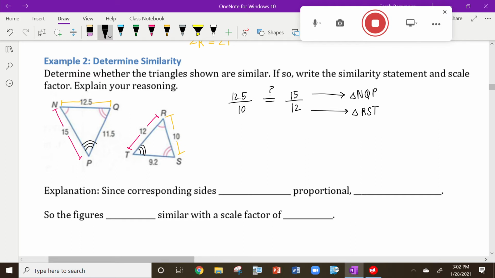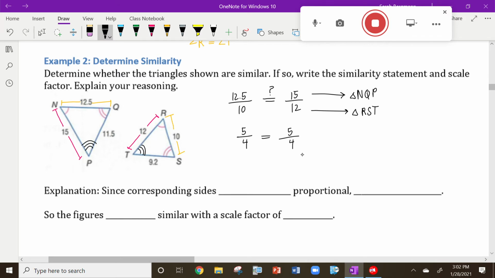Now I want to see, are these equal? Let's try to reduce them. 12.5 over 10 can reduce to 5 over 4. Similarly, 15 over 12 can reduce to 5 over 4. If you're confused on how to reduce this fraction, I would suggest using your calculator. Type 12.5 divided by 10, and then change the answer to a fraction. It will give you 5 over 4. Since these two are proportional, it means that the triangles are proportional. The sides have the same proportion.